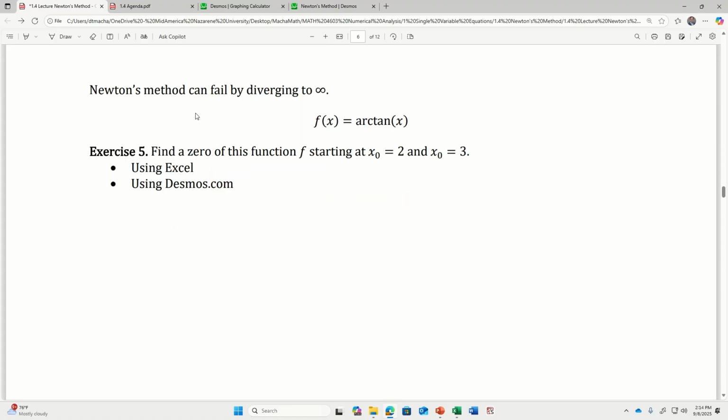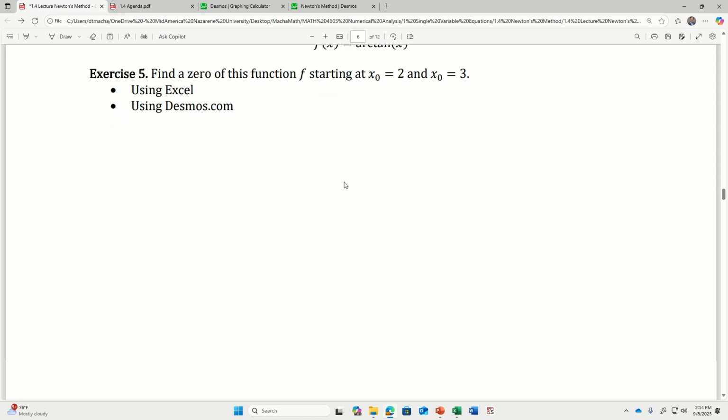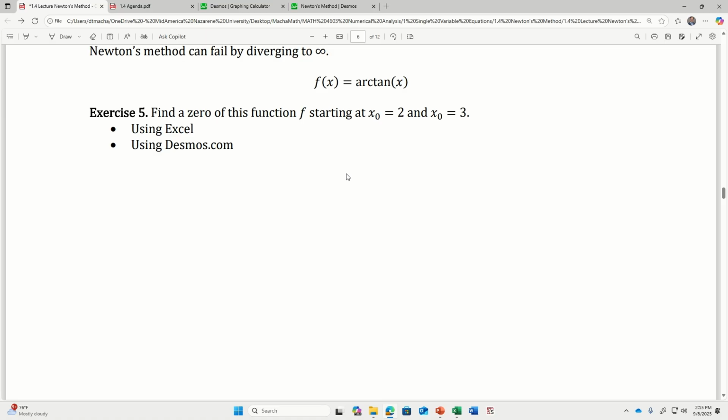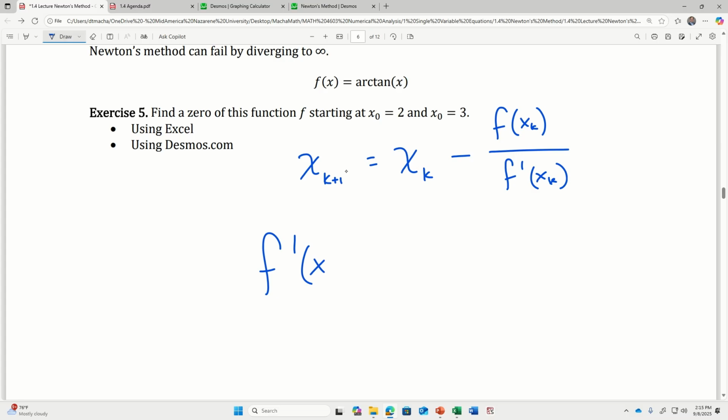Also, Newton's method can fail if it diverges to infinity. So what I need to do my Newton's method is this. I need to know that the next iterate is equal to the previous iterate minus f of the previous iterate divided by f prime of the previous iterate. So somebody tell me, if my function is arctangent, what is the derivative of arctangent? 1 over x squared plus 1.